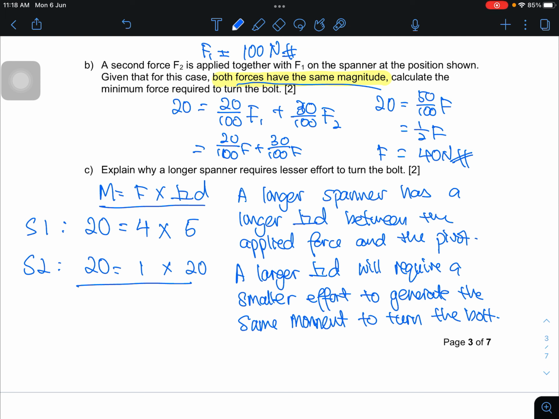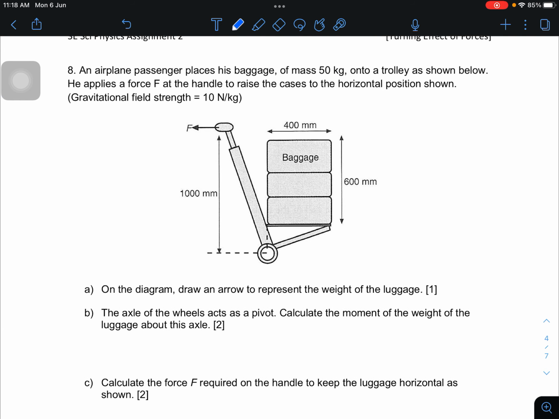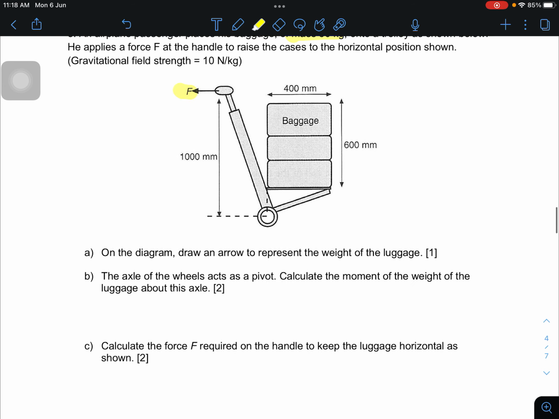Take note, in this assignment there are a lot of questions that require very similar explanation. Question 8. An airline passenger places his baggage of mass 50 kg onto a trolley as shown below. He applies a force F at the handle to raise the cases to the horizontal position shown. Look out, they are all in millimeters. Is there a need to change? We'll take a look at the question. If the question does not require it, then there is no need to change.